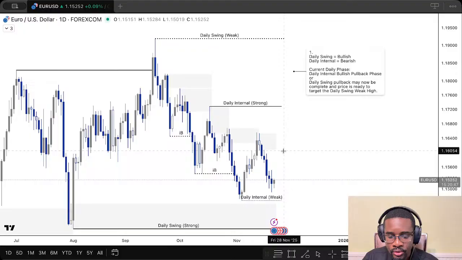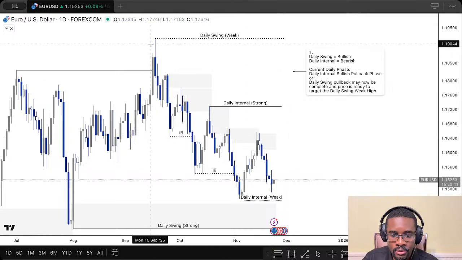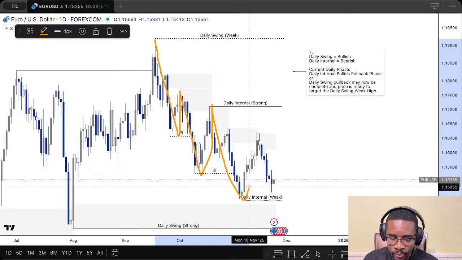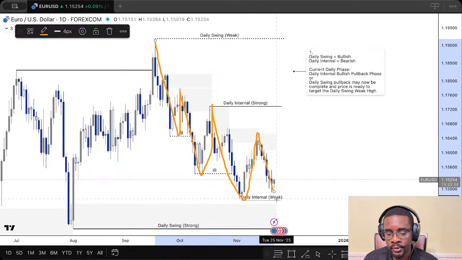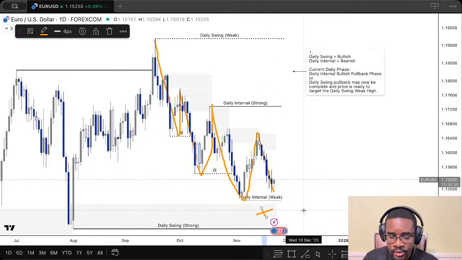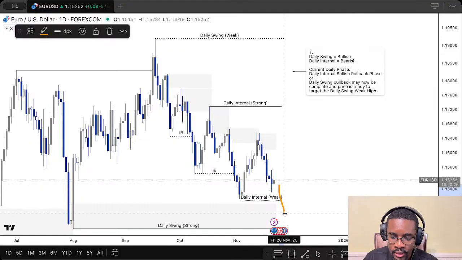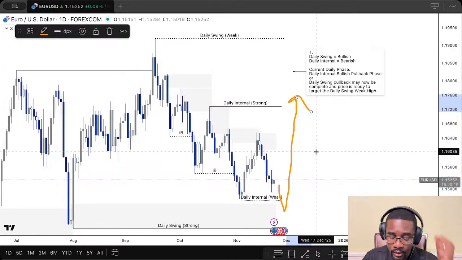What is it doing currently? Currently, it is in a bearish internal trend. We're in a pullback phase, so it has been pulling back. We have an unmitigated extreme over here, so the expectation is that price will mitigate before we start targeting, going up.